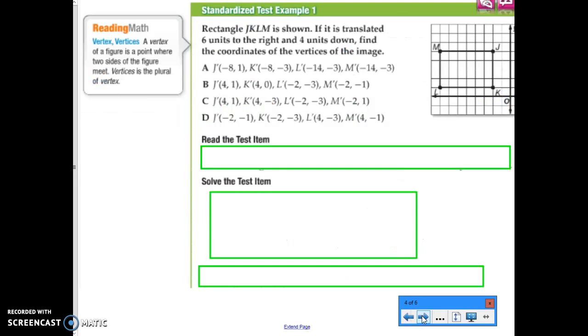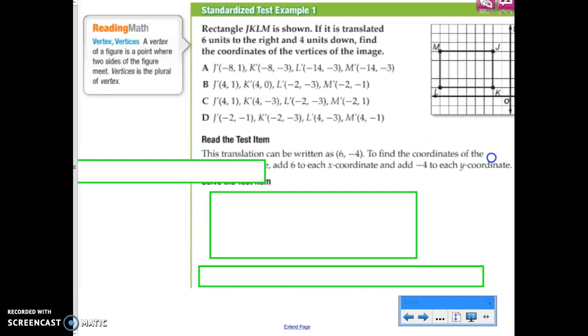Okay. All right, so taking a look at our example, this is something that you would see on standardized tests like the MC8s. It says rectangle JKLM is shown at the right there. If it is translated 6 units to the right and 4 units down, find the coordinates of the vertices of that image. Okay, so they give you your answer choices. The first thing that you need to do is read the test item and understand what that means. It says this translation can be written as (6, -4). To find the coordinates of the translated image, add 6 to each x coordinate and add -4 to each y coordinate.